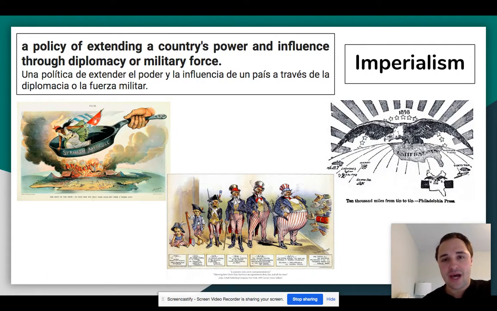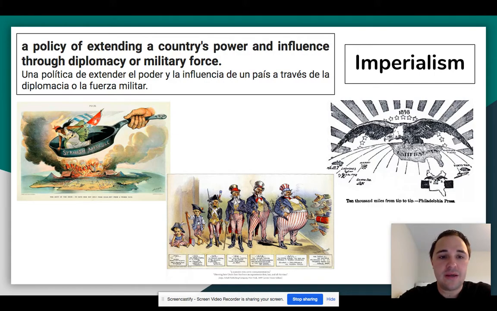So before we dive into the war, we're just going to review the importance of imperialism. Now, we have discussed in great detail what imperialism was in our Global 10 class, and now we are seeing how important imperialism is in, of course, the United States history that we are studying. So imperialism, again, was a country's way of extending their power and influence in the world, and they could do that in a nonviolent and a violent way.